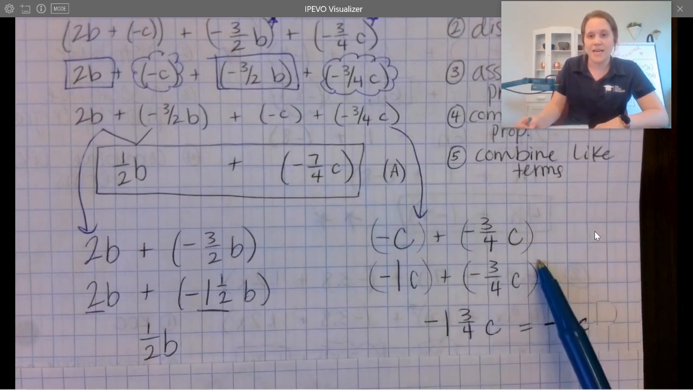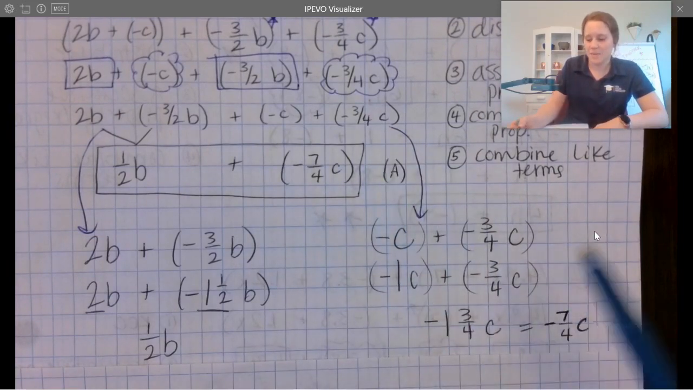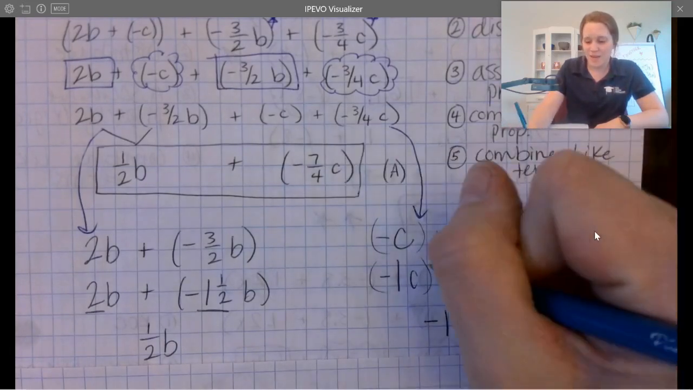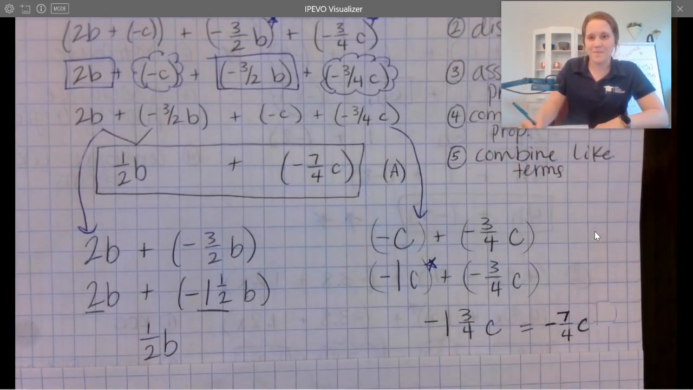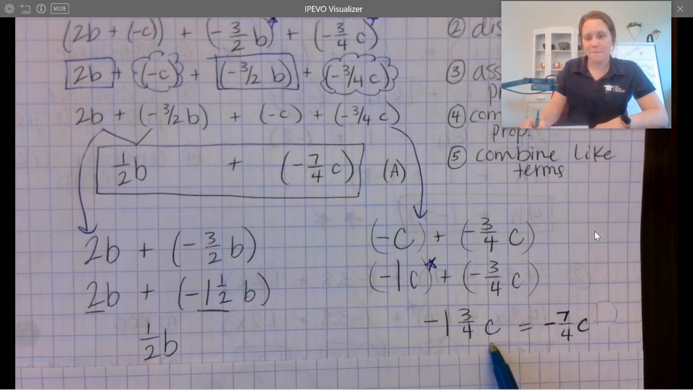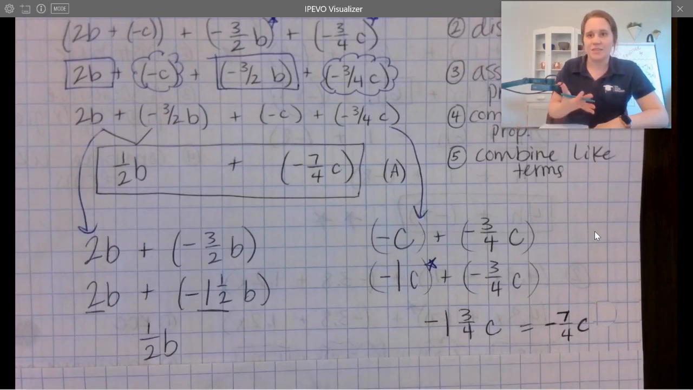I did that work outside so that I wouldn't get messed up. Just a reminder that negative c is negative 1 c. If you knew that, go ahead and put a star by that part of your work. Negative 1 c and negative 3/4 c together is negative 1/3 c. I went ahead and converted it into an improper fraction. That's a lot more common in algebra, and also the answer choices in this question had all improper fractions, not mixed numbers. That's why I did that.